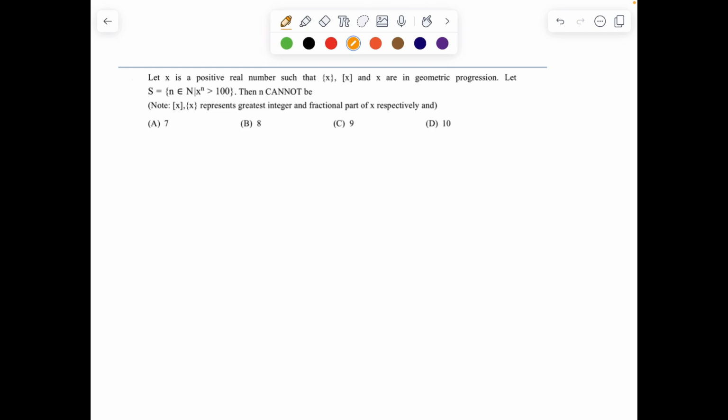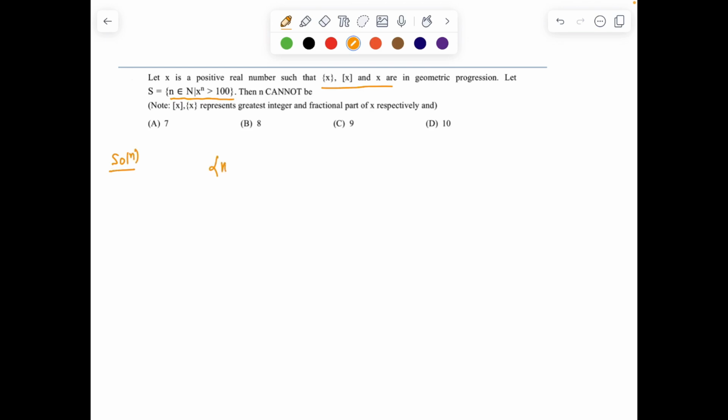x is a positive real number such that the fractional part, the greatest integer of x, and x are in geometric progression, and we have defined a set S of natural numbers n such that x raised to the power n is more than 100. So n cannot be which of the following. Let's start solving this.